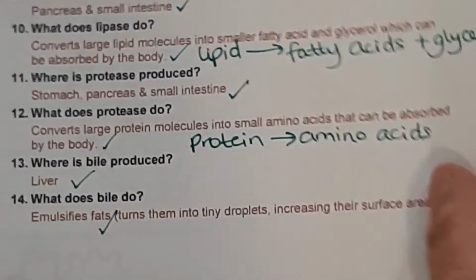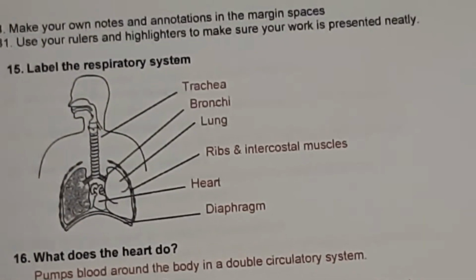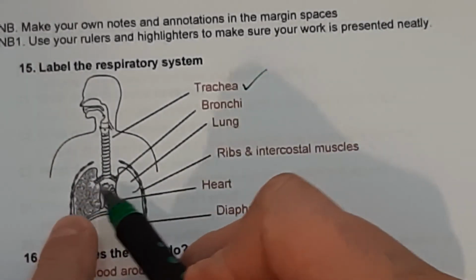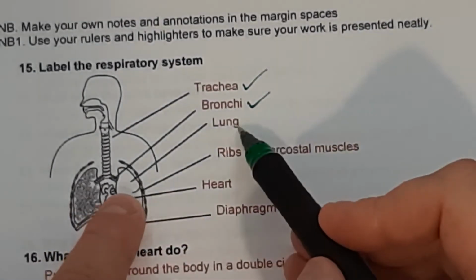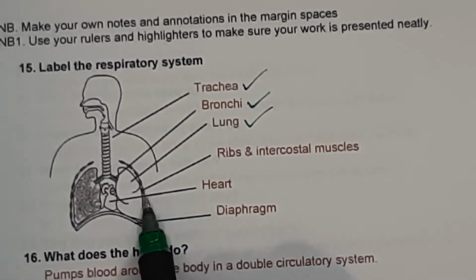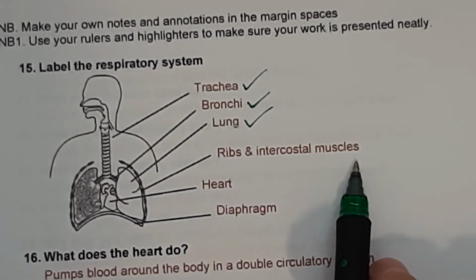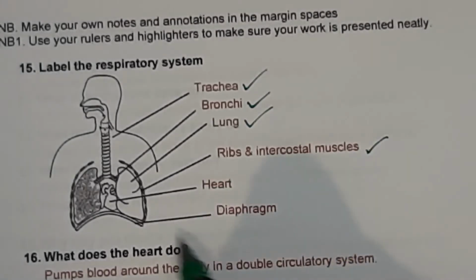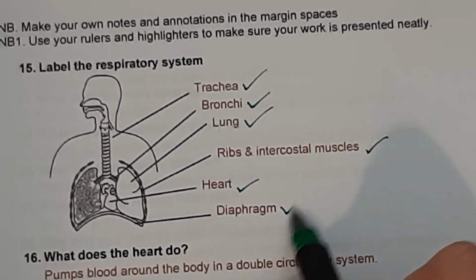Okay, so we're going to move on to the next question, 15. Label the respiratory system. So here we have the trachea. Then we have these two tubes here called the bronchi. Then we have the lungs. This is specifically the left lung. And here, it's not clear whether this is a rib or an intercostal muscle, so I've written both. Either of those will get you the mark. And if you want to add the other one on as well, so it's the ribs and intercostal muscles. Here we have the heart, and this here is the diaphragm.